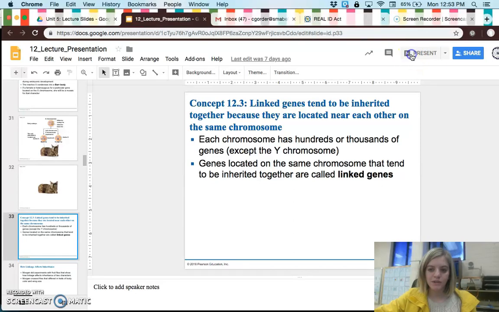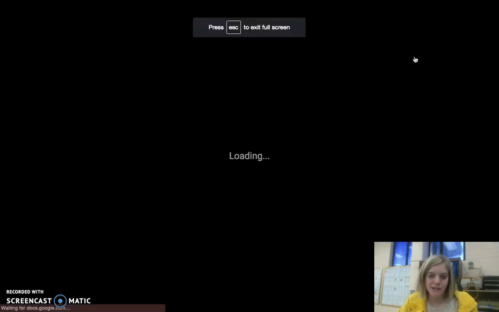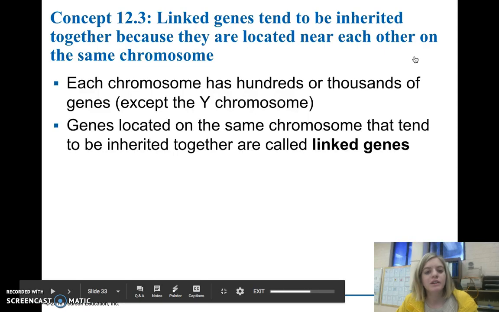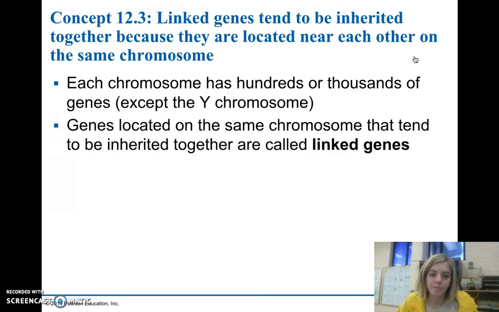So moving on to topic 12.3. This area in the textbook is pretty dense, so I'm going to try to cover just the most important pieces for you. As long as you understand the general concepts, you don't have to worry too much about the math. But this section deals with linked genes.